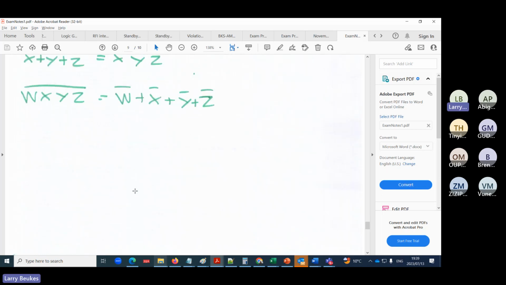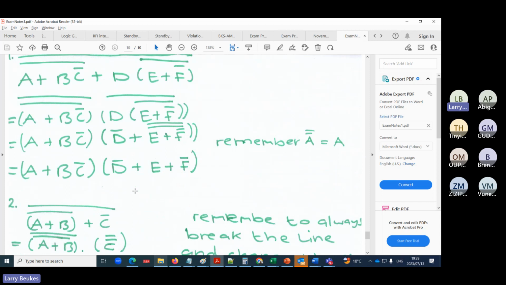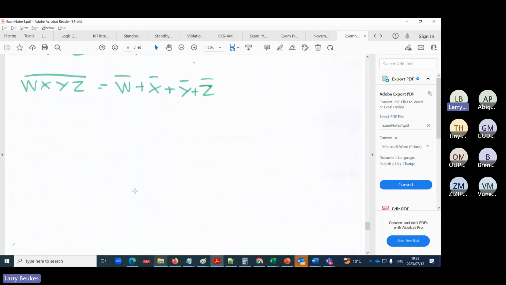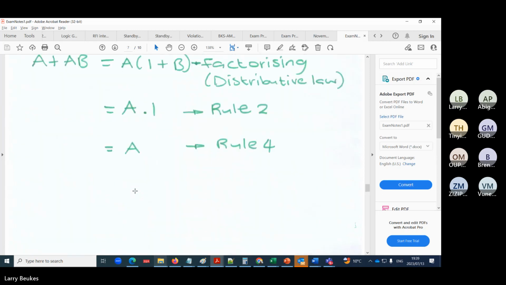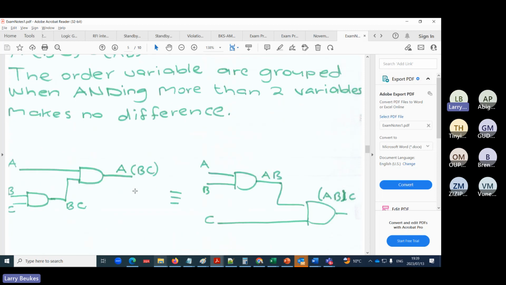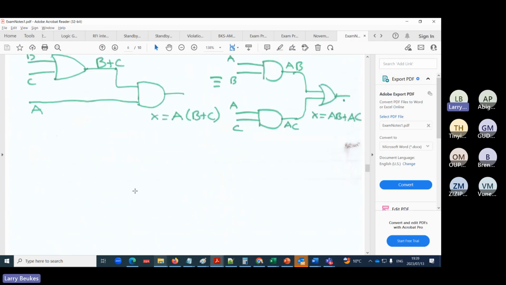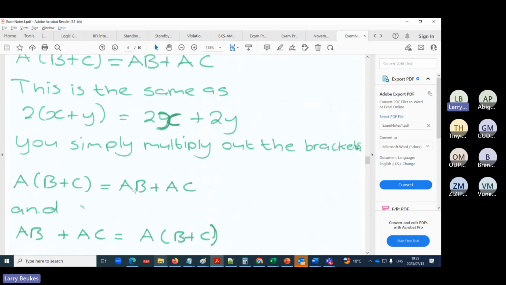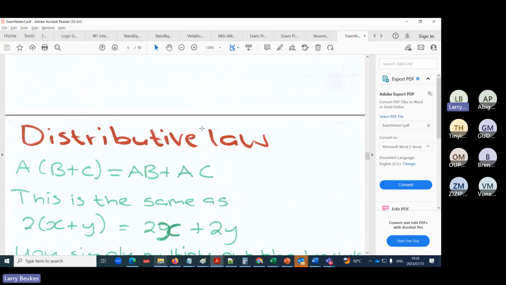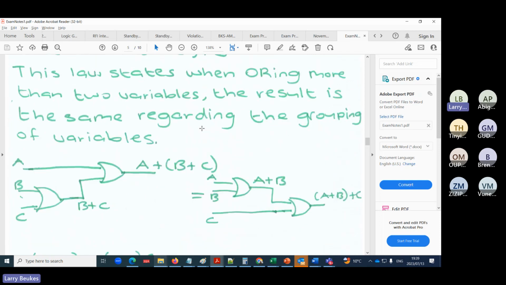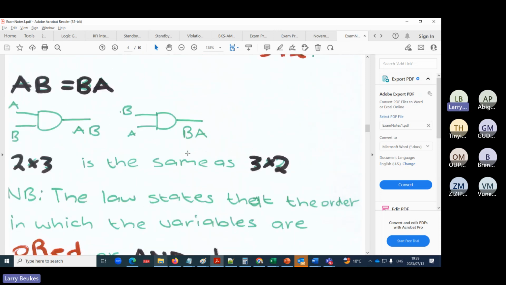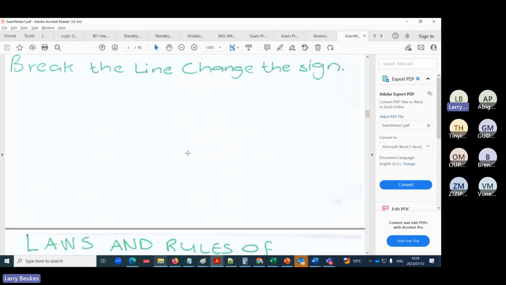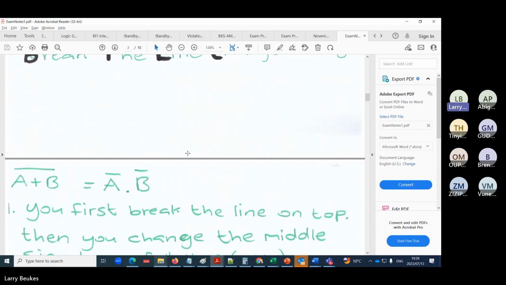So for Boolean algebra questions and De Morgan's theorem, all your answers are here in this exam notes 1. They have not been asking you the difficult ones like the distributive law. I think now they are starting to say you must prove whether these things are the same. So when they say prove, it's then that you need to know all of these things.